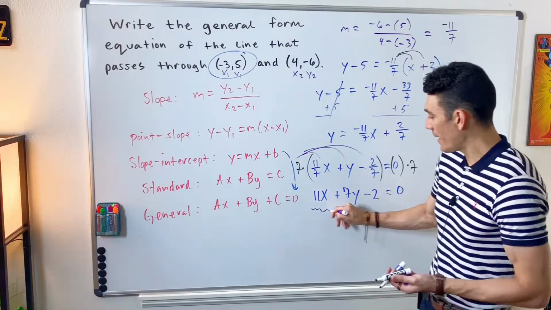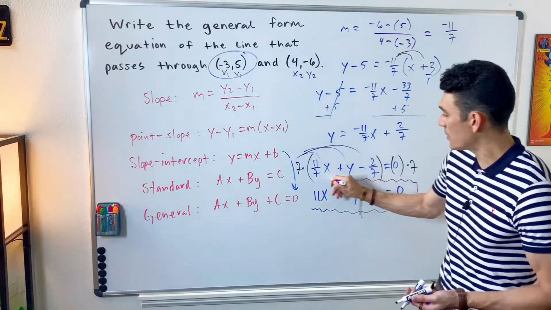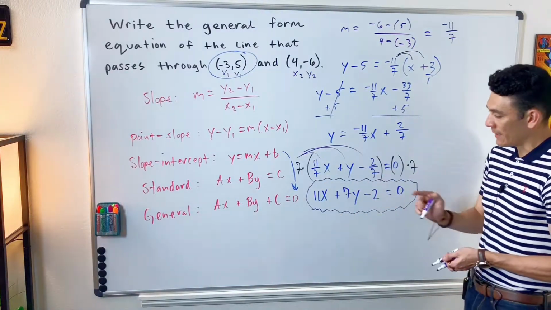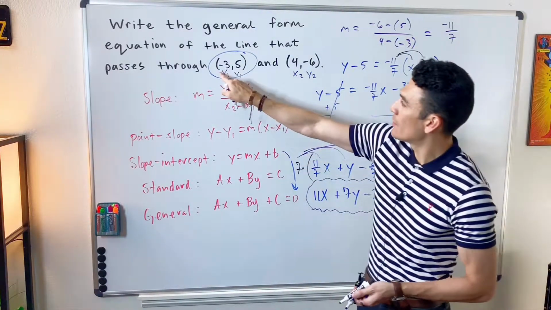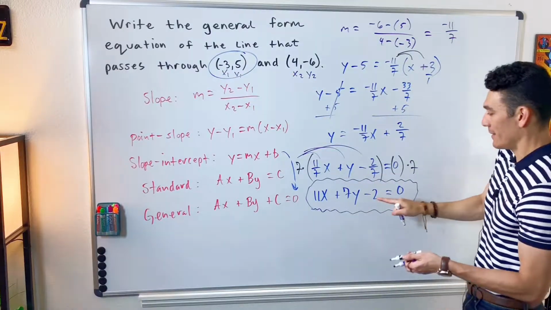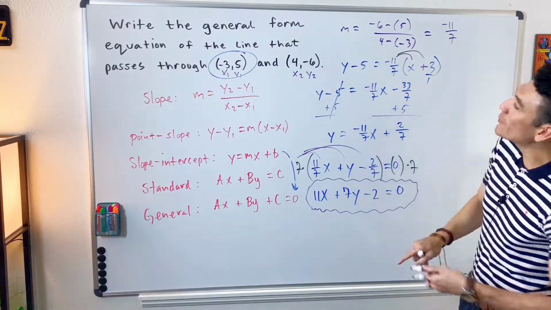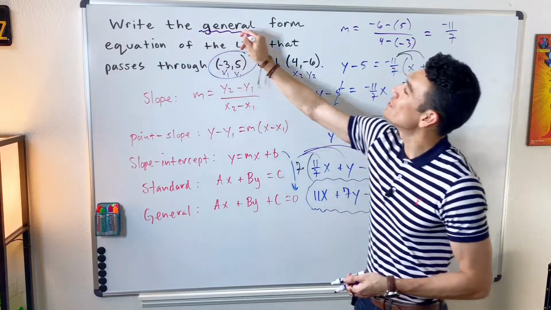And here we have our final solution because this is a line. And this line happens to pass through both of these points. And this line is presented in what we call general form.